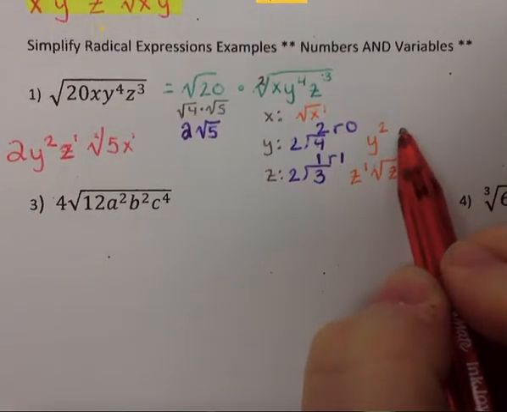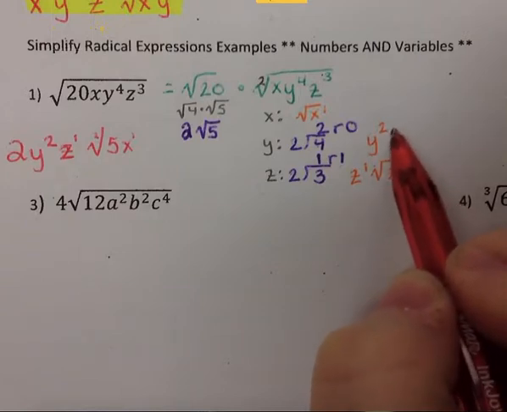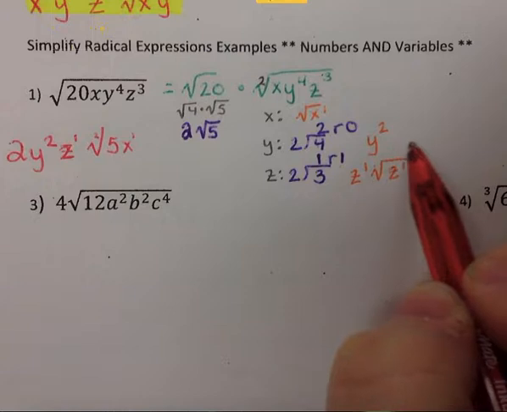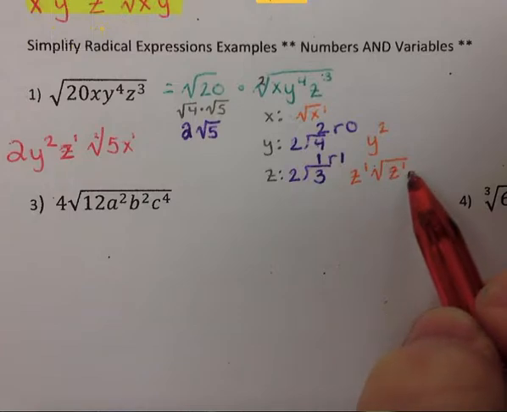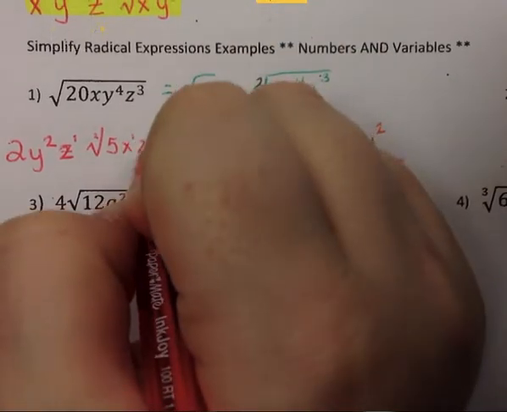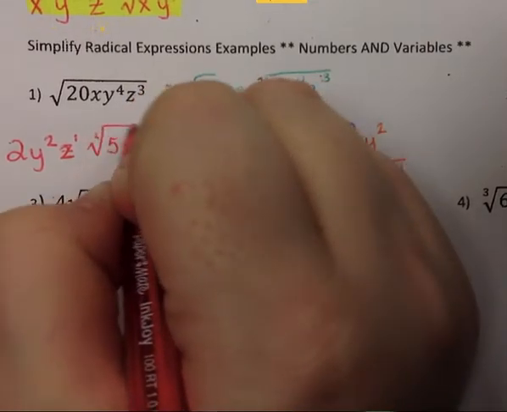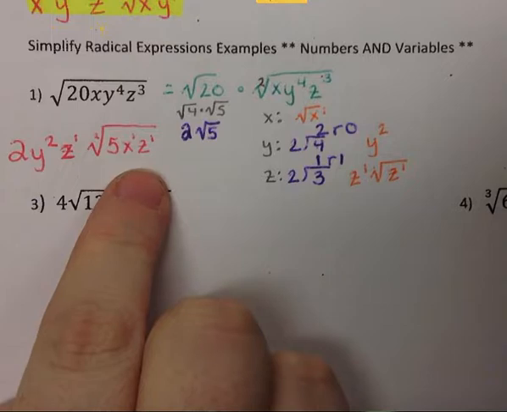The radicand for my y's, there is none. There is no radicand for the y because there's no radical on the y's any longer. For the z's, my radicand is z to the first because this z to the first is inside the radical. So I can put z to the first inside the radical. And this is our final answer.